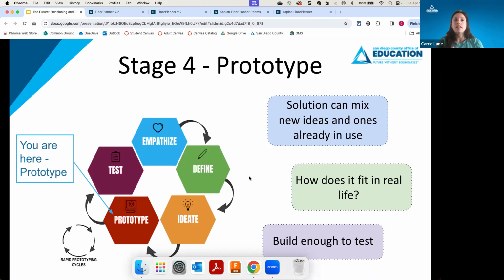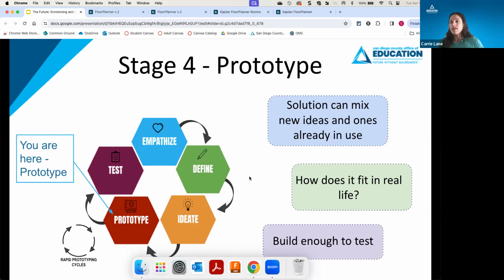Once you've created your final idea of what you think would actually work, your next stage is going to be to prototype. That's where you can take things that already exist and adjust them, or you can create completely new ideas. You think about how it fits in real life and you build it out enough so that you can test it. Normally a prototype, if it's a computer program, they'll do with a hyperlinked PowerPoint, or make a mock-up in Google Slides or in software that the company uses.